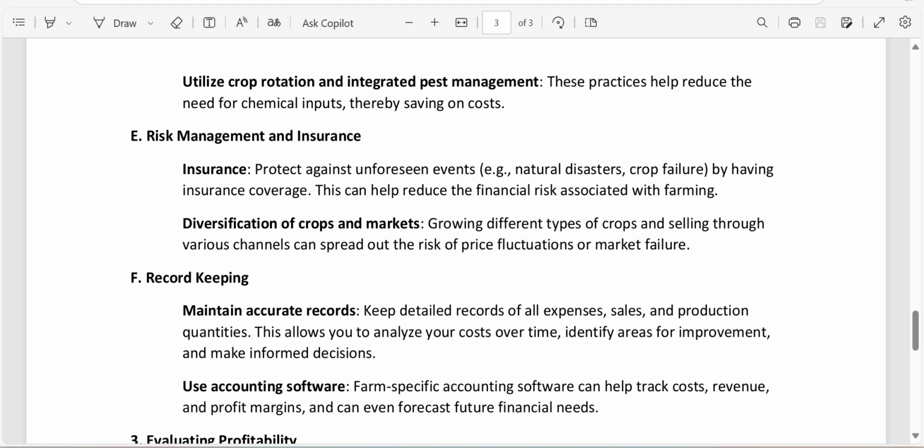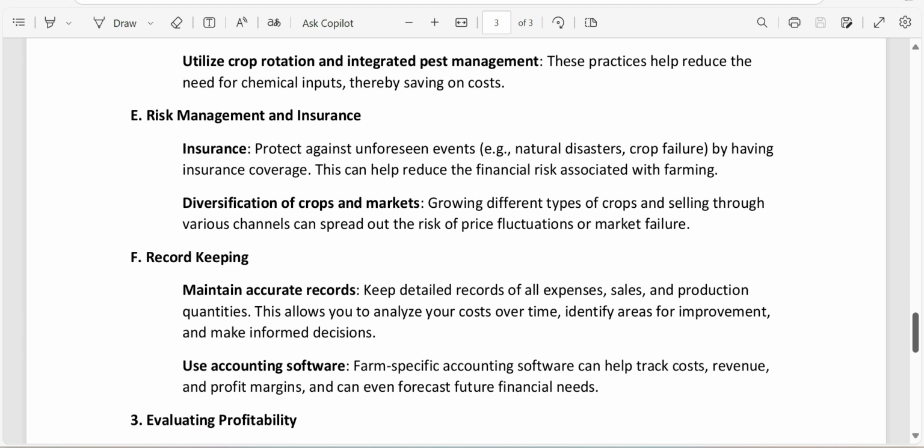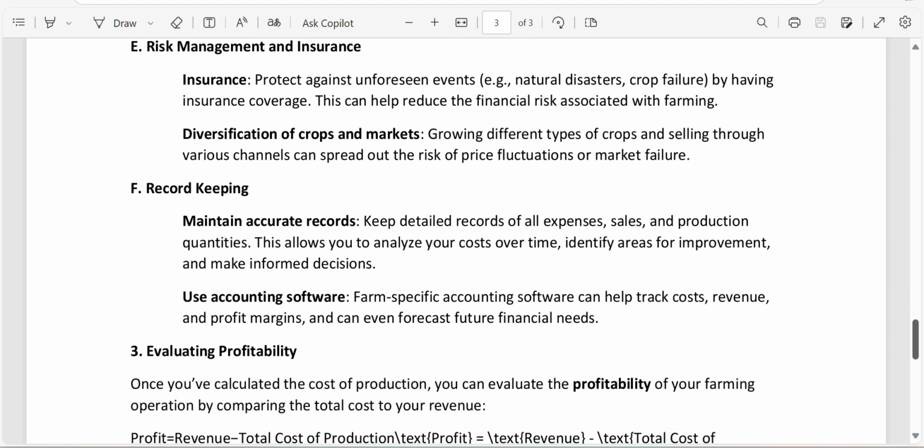E. Risk management and insurance. Insurance. Protect against unforeseen events, e.g., natural disasters, crop failure, by having insurance coverage. This can help reduce the financial risk associated with farming. Diversification of crops and markets. Growing different types of crops and selling through various channels can spread out the risk of price fluctuations or market failure.